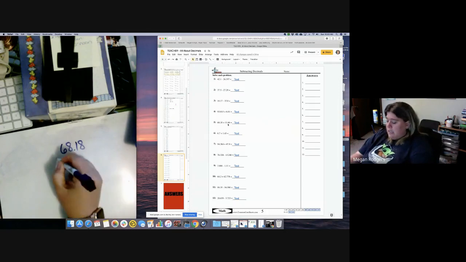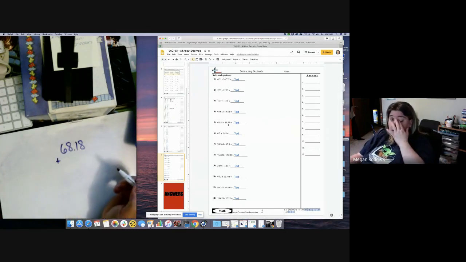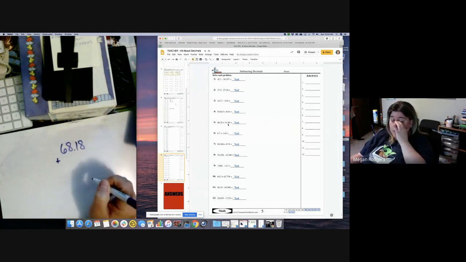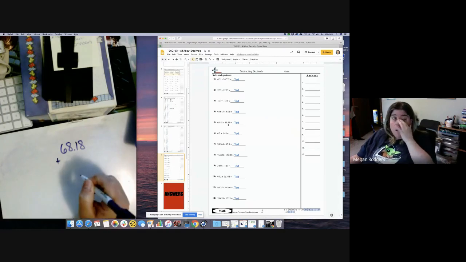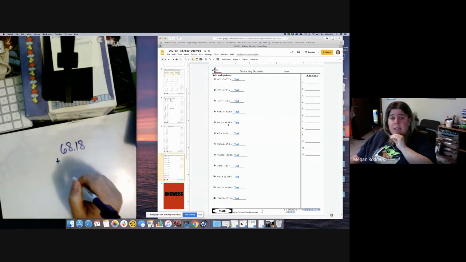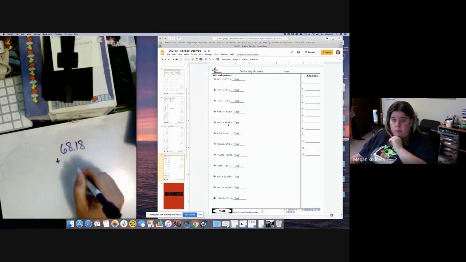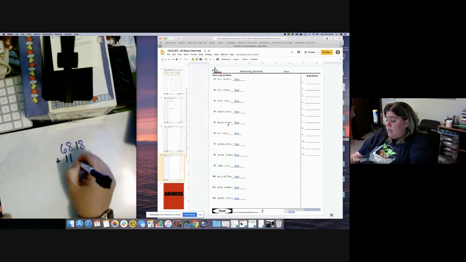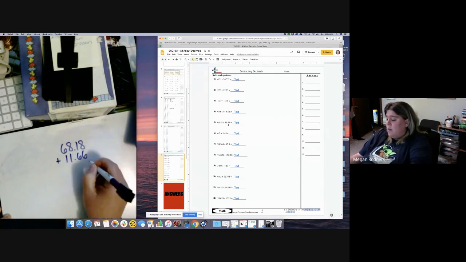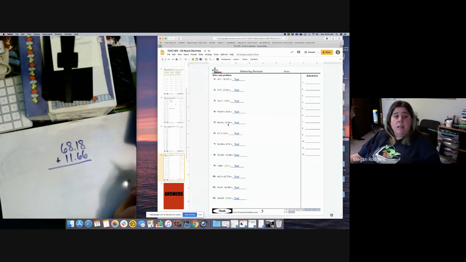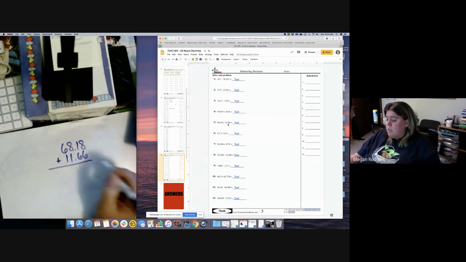So in this case, 68 and 18 hundredths. Please notice that I'm about to write this vertically. This is one where I do highly recommend you have a paper and pencil, because trying to add these horizontally does not work very well. You need to write them vertically. So when I write this one, it is also in hundredths, so that's okay. Those just line up perfectly. My decimals are lined up.